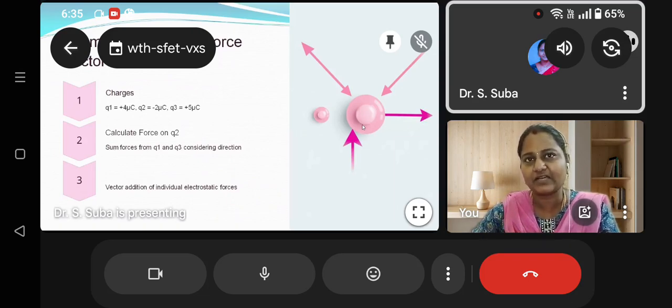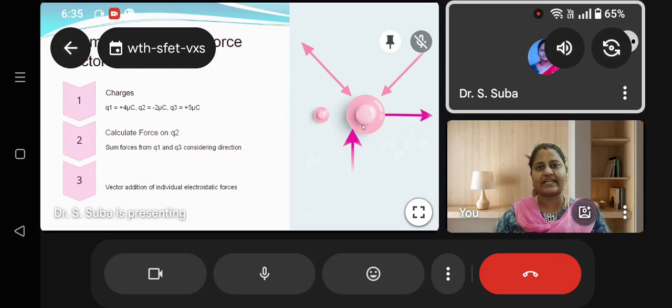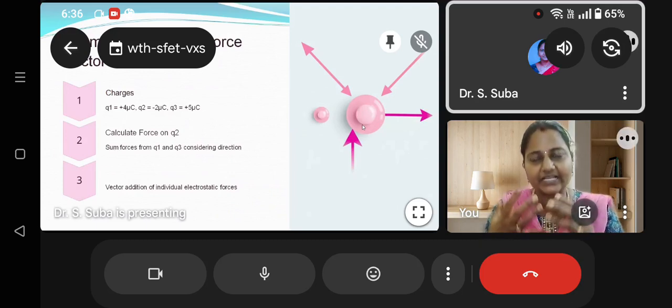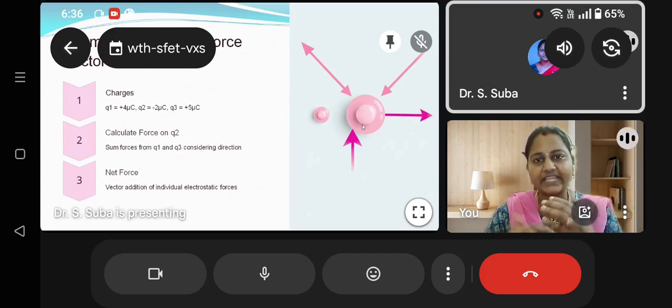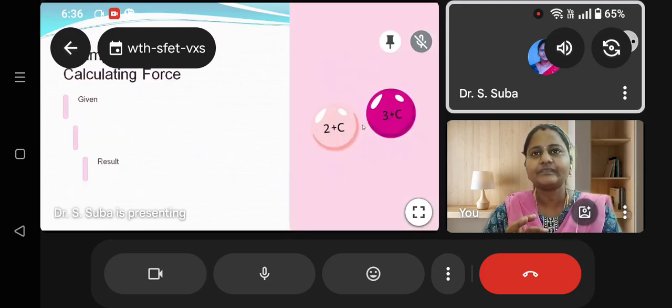So now I hope you have some basic ideas about Coulomb's law, the fundamental things, and I hope you understand the force between two charges and how to calculate the electrostatic force between them by applying Coulomb's law. In the next class, I hope this Coulomb's law will help with more information, and it is also a foundation for future classes about electric field and potential.